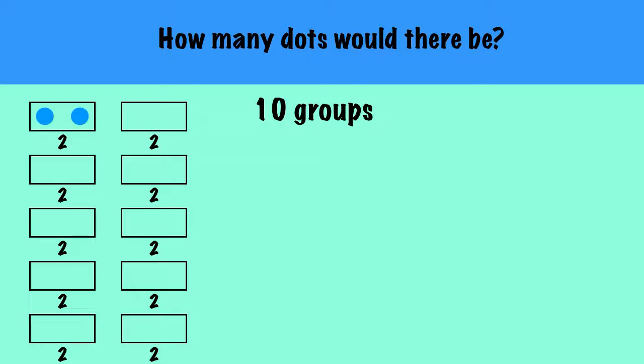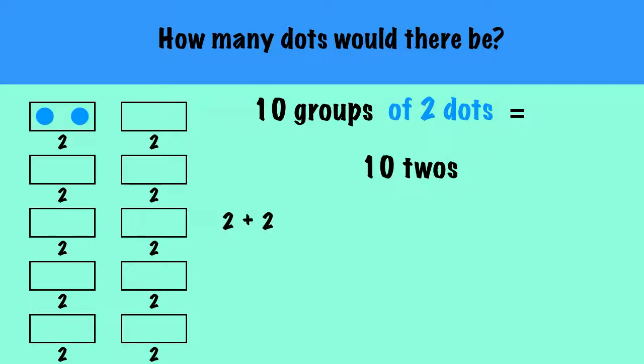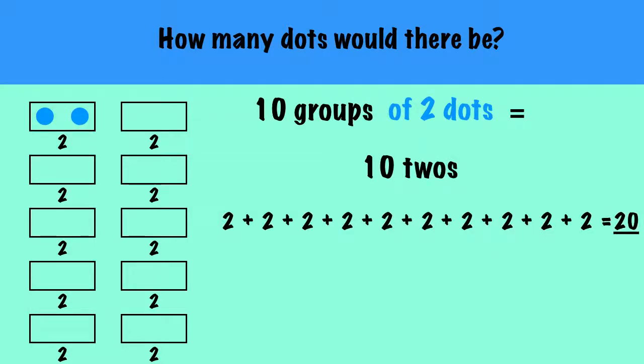And we know that each group has 2 dots in it. We want to know how much this would equal altogether. Well, just like before, to figure it out, all we need to do is add up those 10 2s. 2 plus 2 plus 2 plus 2 plus 2, 10 times. We can then add that up. 2, 4, 6, 8, 10, 12, 14, 16, 18, 20. Altogether, it equals 20. We know that 10 2s is equal to 20, so 10 groups of 2 dots would be 20 dots.